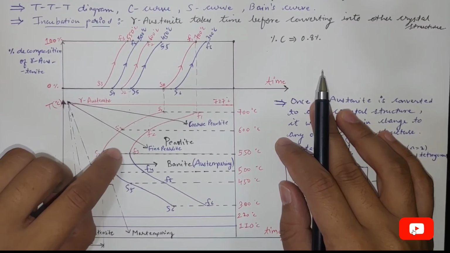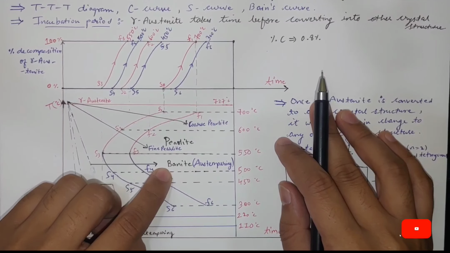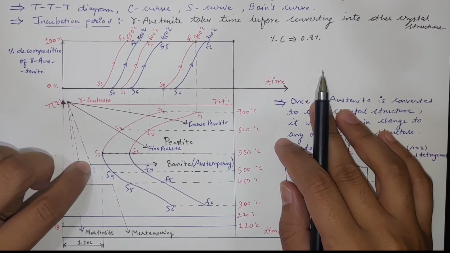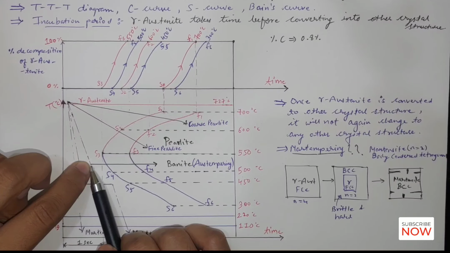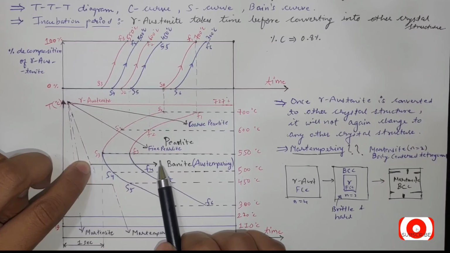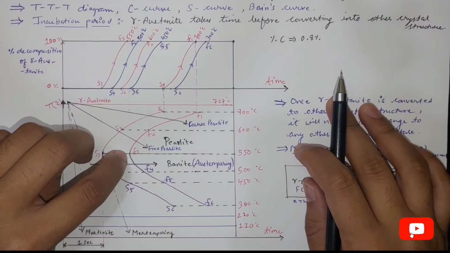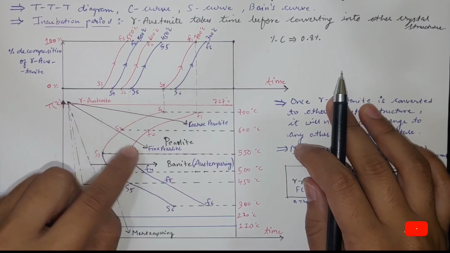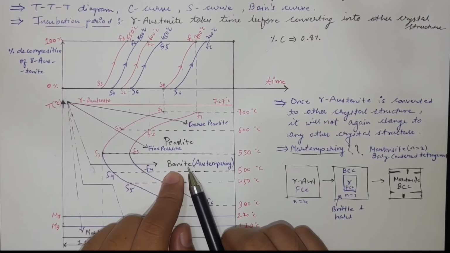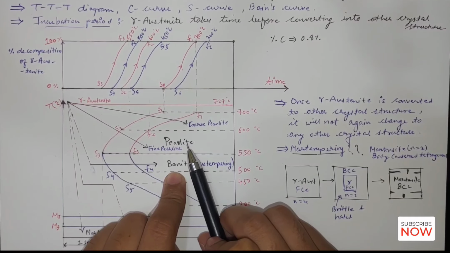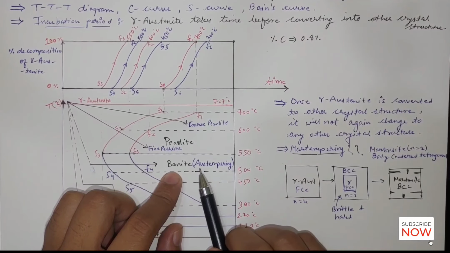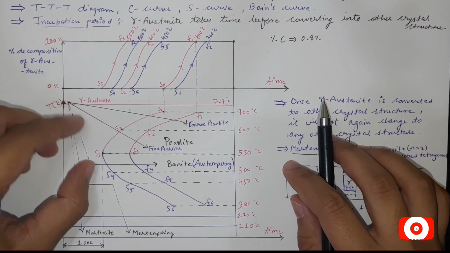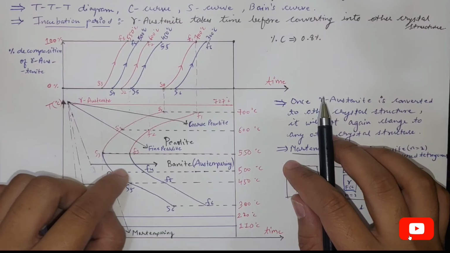Once we enter inside the nose, there will be either pearlite or bainite. So if we cool it to this point, which is below 550 degrees Celsius, and hold it at that temperature until it enters fully into the bainite region and the complete structure becomes bainite, this kind of structure is harder and more brittle than pearlite, but less hard and brittle than martensite. This process is called austempering.